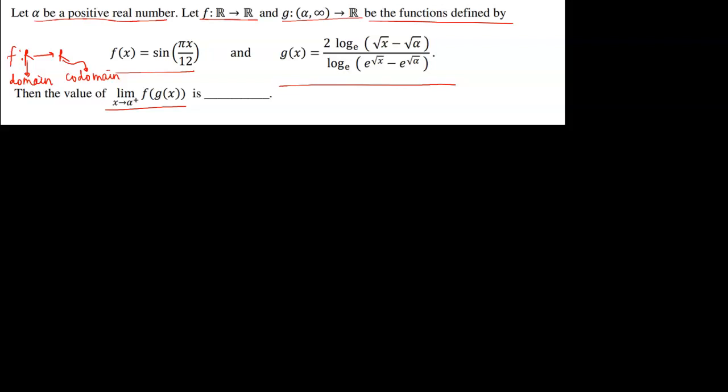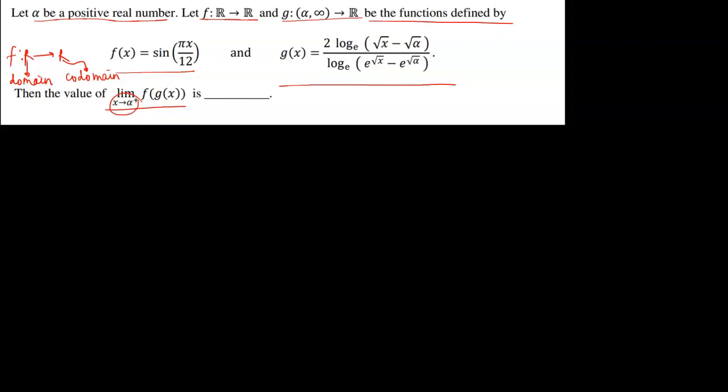Why is x tending to alpha plus mentioned? Alpha plus means that the limit is taken from the right-hand side, not from the left-hand side. Why have they mentioned alpha plus? Why have they not mentioned x tending to alpha? Listen, g is defined only on the domain from alpha to infinity.